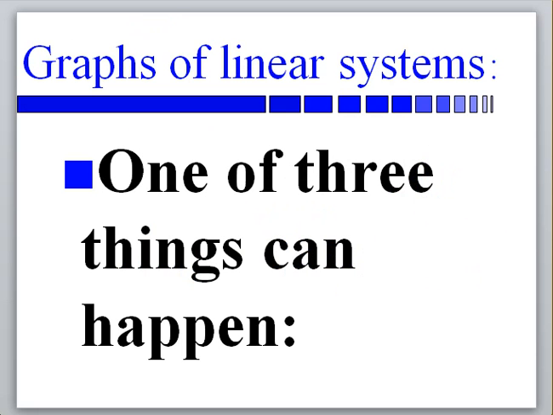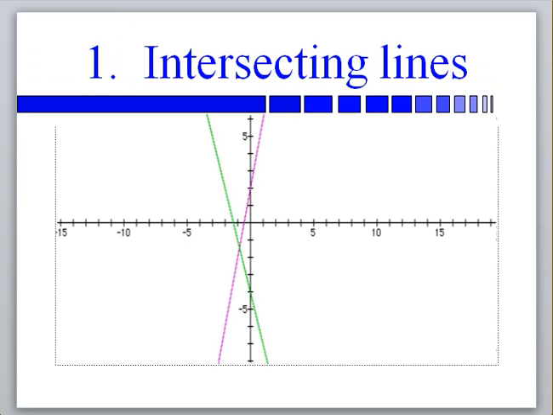So there's 3 types of graphs that can occur. So the graphs of linear systems, one of 3 things can happen. You could have intersecting lines. When you get the intersecting lines, this is the solution. So this is the solution. So where they intersect would be the solution, meaning that point is on both of those lines.